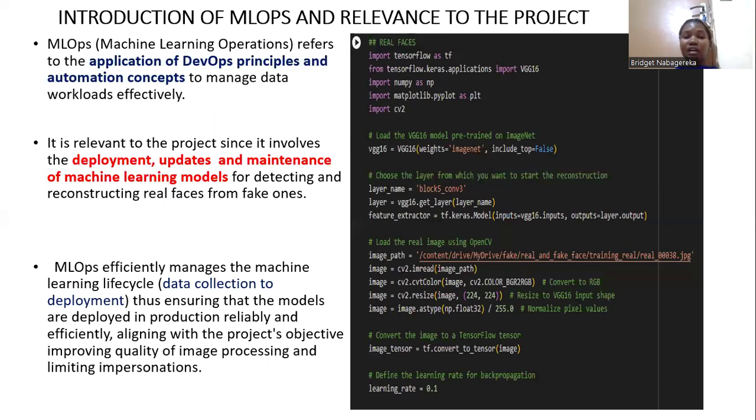So on the introduction of MLOps and its relevance to our project, first of all, MLOps stands for machine learning operations. So these are basically applications of DevOps. DevOps are the development operations, principles, and automation concepts to manage data workloads. It is relevant to this project because it helps us during the deployment stages, when updating the system, when maintaining a project, and so on. It's also relevant in a way that it efficiently manages the machine learning cycle, from data collection, data monitoring, implementation, and then the deployment process.